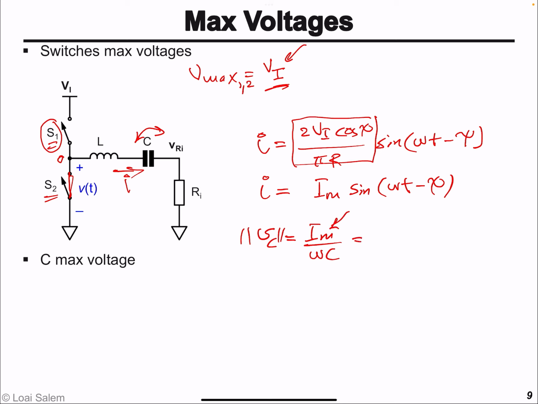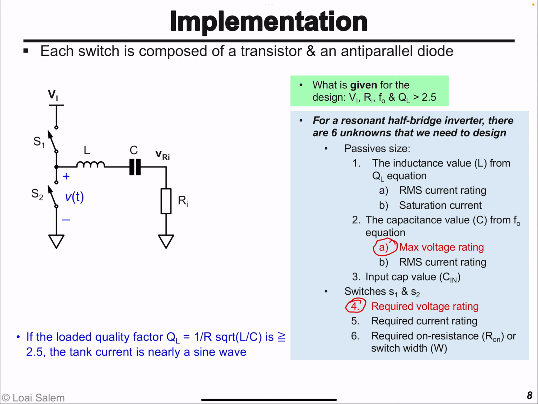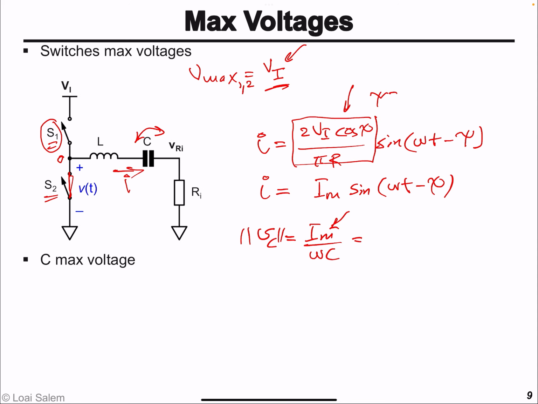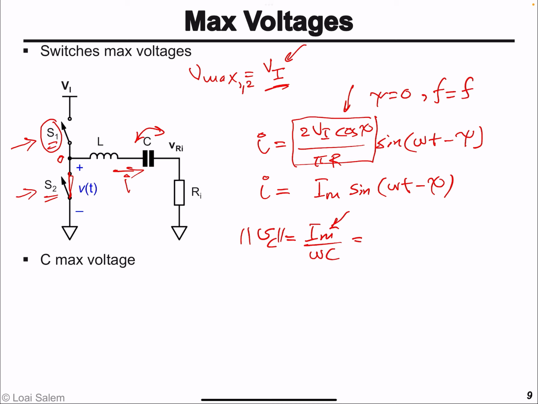And we know that the maximum value for Im, the amplitude of the resonant circuit current, will happen when epsilon is equal to 0, at resonance, when the switching frequency of the half bridge matches the series resonant frequency of the RLC circuit. And so we can say that VC max will happen at resonance and will be equal to 2VI over pi times R, and then we have omega naught c, because we are operating at omega equal to omega naught.